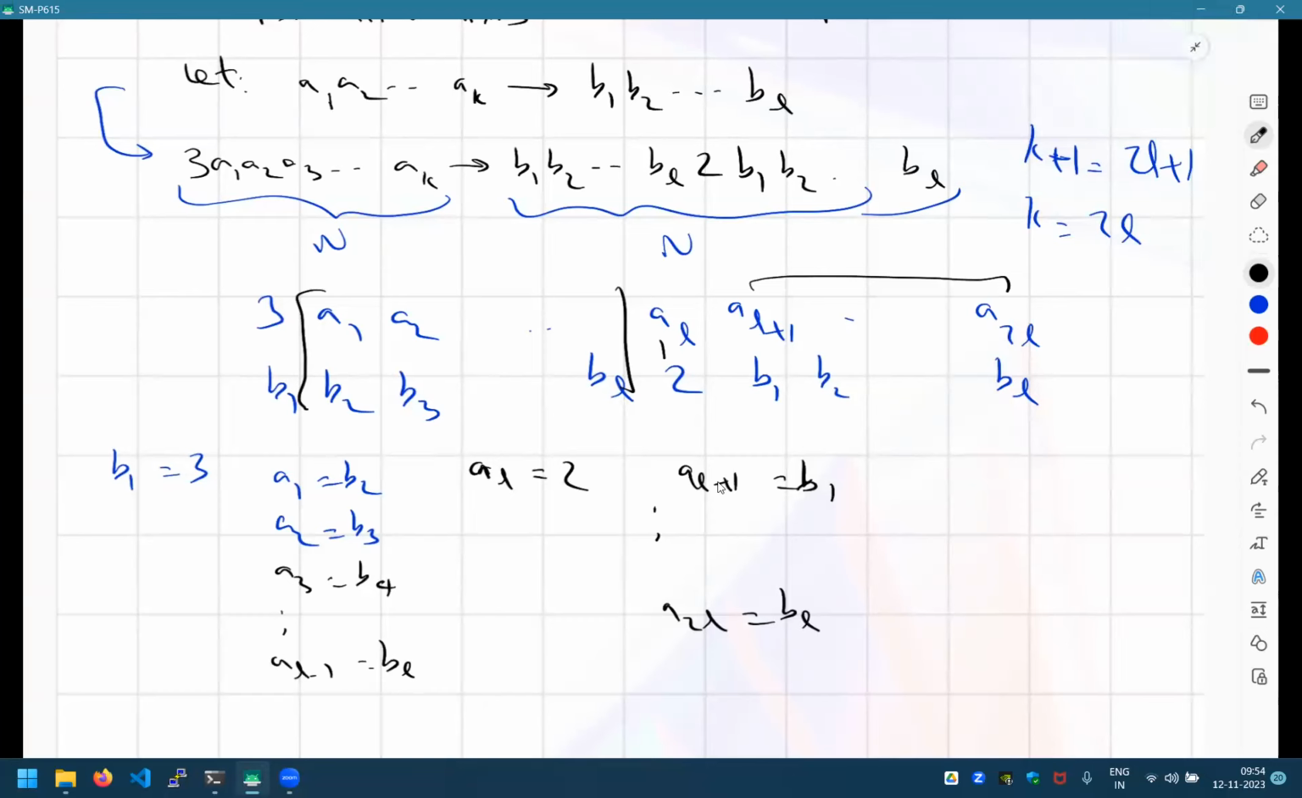But sir, A1 plus 1 will be 3. A1 plus 1 is equal to B1, correct? But we don't know whether it is 2 or 3, right? No, but B1 is 3, right? B1 is 3, yes. Therefore, this is 3, yes, correct.